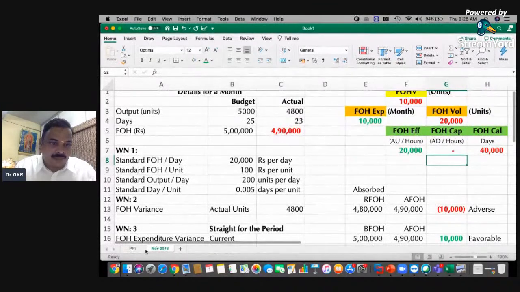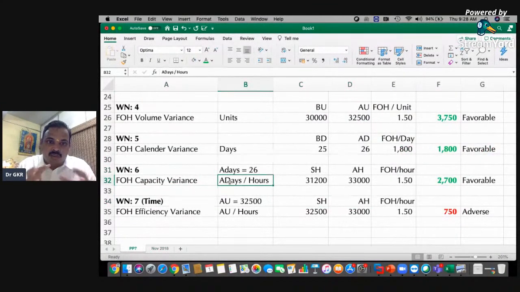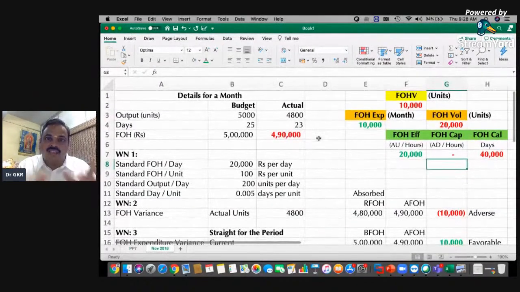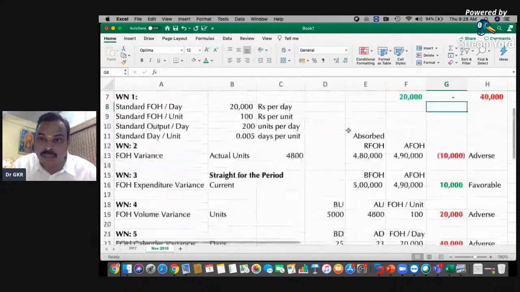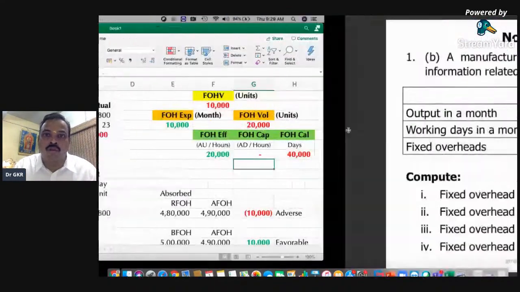You can even try the capacity. What is your capacity? Capacity is hours. But since the word hours is not given, you cannot convert days to hours. Please look at the word. Days to hours they should give. So for 1 day, how many hours? So therefore, days to days only you can actually compare. So that is why capacity you cannot do here. That is your fixed overhead variance for all of you.